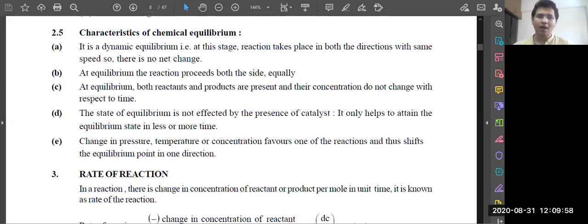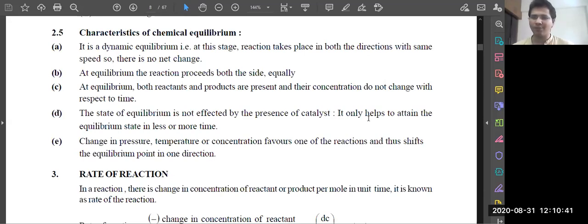Now the fourth point: equilibrium is not affected by the presence of a catalyst. If you add a catalyst, it will only change the rate, meaning the reaction will be faster or slower, but the equilibrium will not be changed. Equilibrium may be attained earlier or later, but the state will not change. The last point: unless any change occurs, the equilibrium position will not change, but a change in pressure, temperature, concentration, or anything can change the equilibrium position. We'll discuss the fifth point in detail.